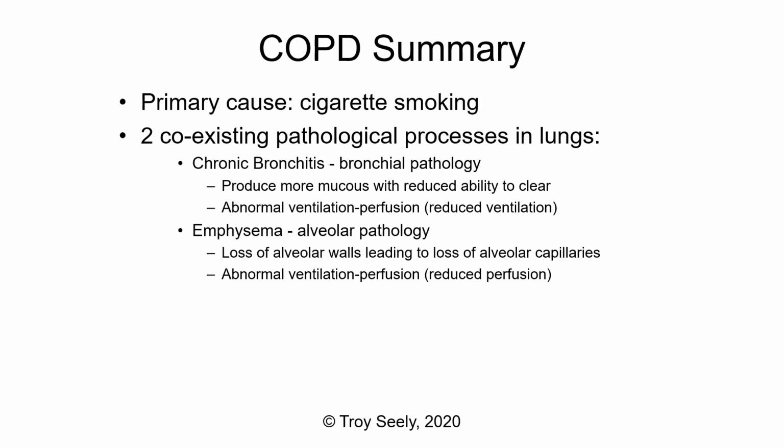In emphysema, it's an alveolar pathology. It's further in the periphery of the lungs, and that's where gas exchange occurs. And with the loss of alveolar walls because of elastin being affected, this is going to lead to the loss of also alveolar capillaries. So as a result, you are going to have abnormal ventilation-perfusion again, but you now have reduced perfusion because the capillaries are no longer patent.